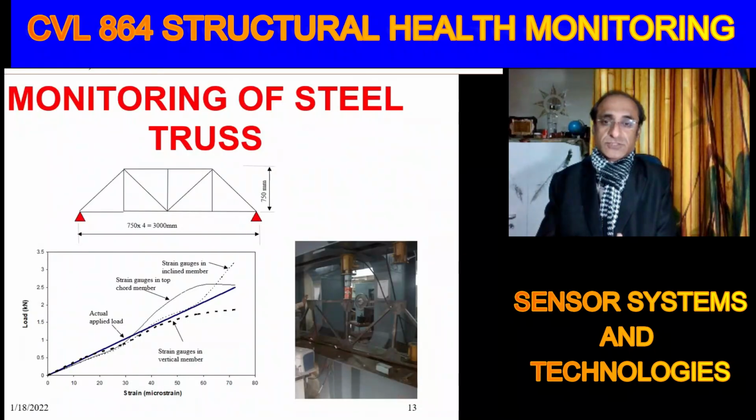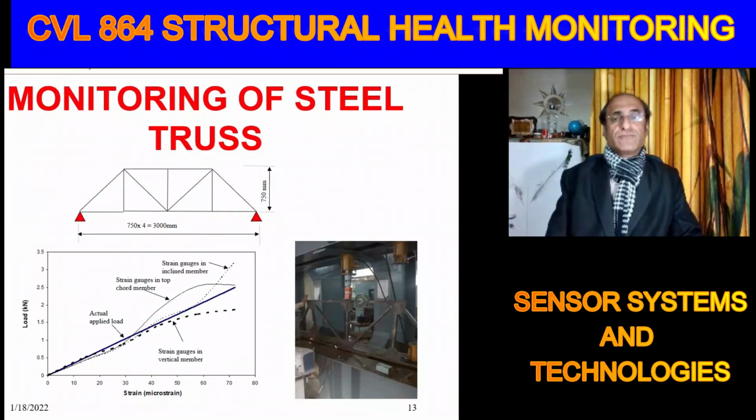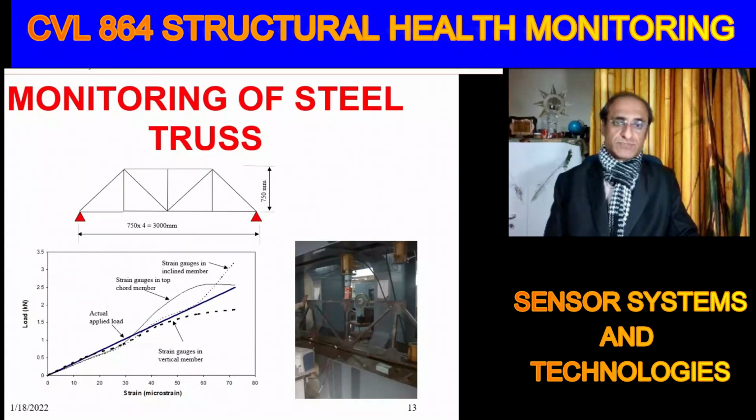Is the structure's condition still as close to the pristine condition, or is there any damage? If there is damage, then what is the magnitude of damage, that is severity, and what is the location of damage. So these two things are required. So if we install strain gauges, at least the first purpose we can very easily solve. We know the loading, the loads that are acting on the structure.